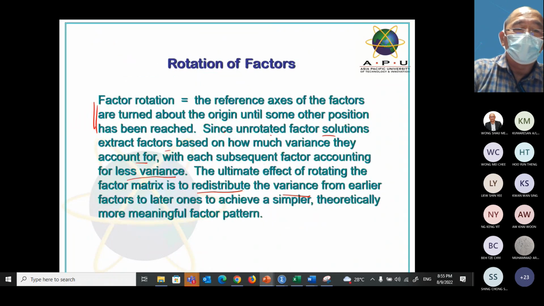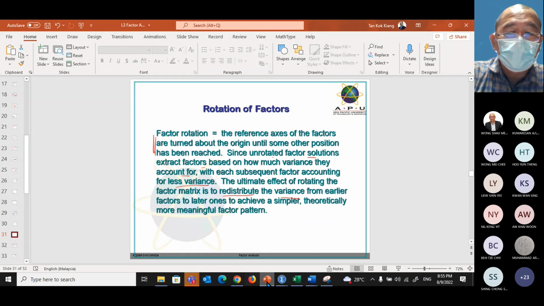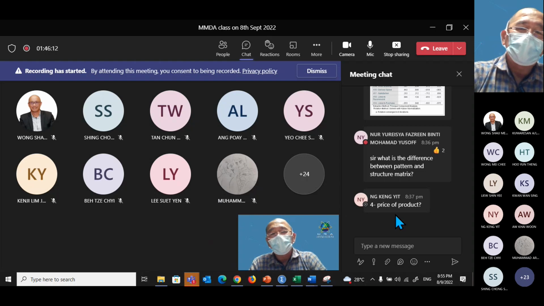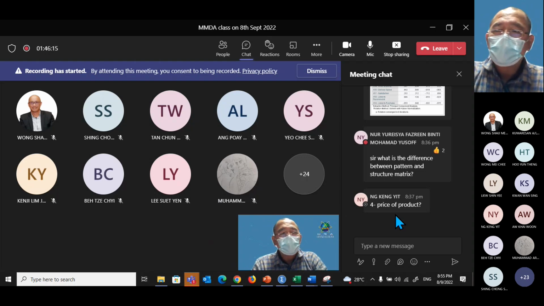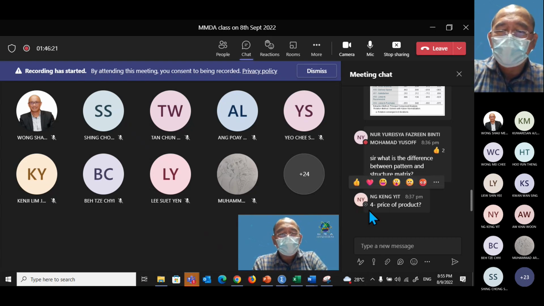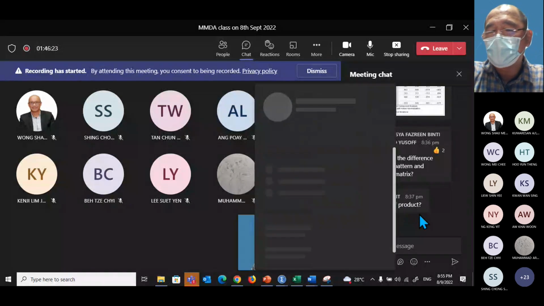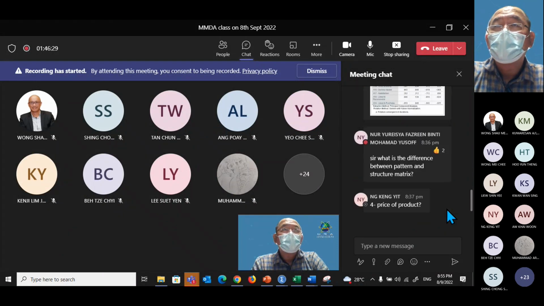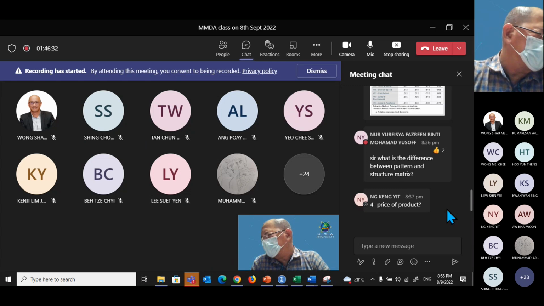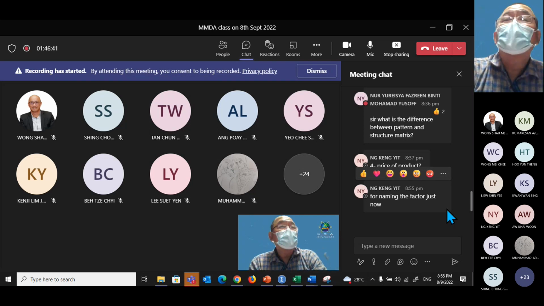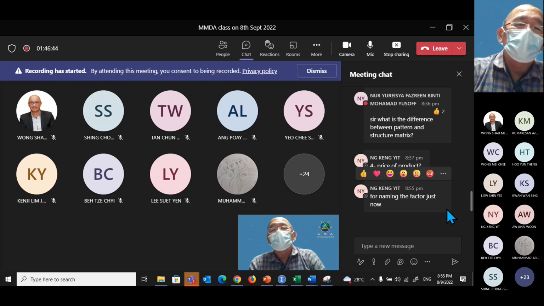Now we see. Wait, I think there is one more question. For price of product, I don't understand. Okay, you explain a bit more. Just now the classification, the names. You want to rename the component. The price of the product, maybe not too good, because there are two: one is the price and the other is the billing.